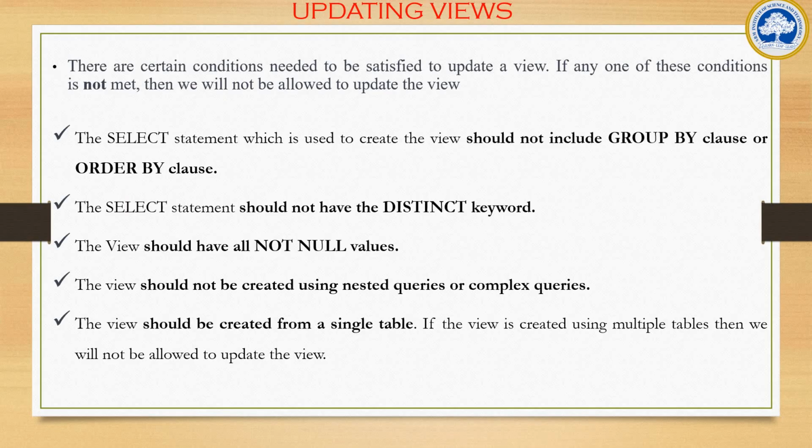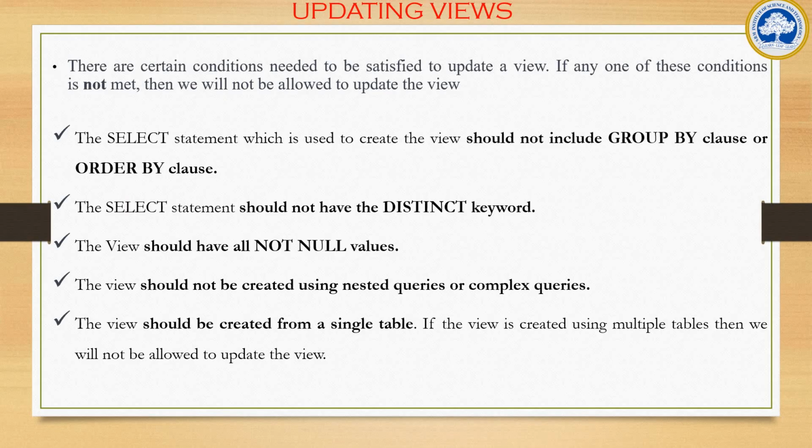If any one condition is not met, we can't apply updates on the view. So what are the conditions? The first thing: the select statement should not contain any GROUP BY or ORDER BY clauses. The WHERE clause is applicable, but GROUP BY or ORDER BY should not be used. If used, we can't do the update.